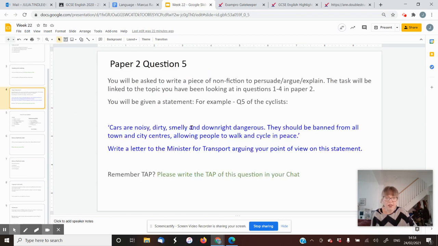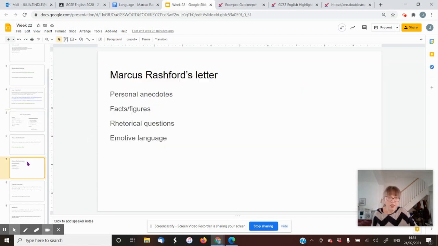So if you were doing this task, and you were writing to argue that cars are dangerous, then there's lots of facts and figures in the article from the previous paper that you could borrow to put in there. So really good idea to include facts and figures. Just make them sort of believable. You don't want to say 100% of pedestrians have been knocked over by cars, because it's not a believable fact, but you can create believable facts and figures to include in your own writing.